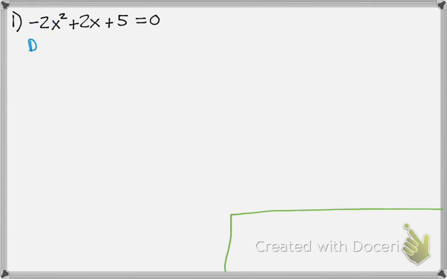So I'm going to divide by -1 to make it easier. All that's going to do is just change all of my signs. So this will be 2x squared minus 2x minus 5, and then 0 divided by -1 is still 0.